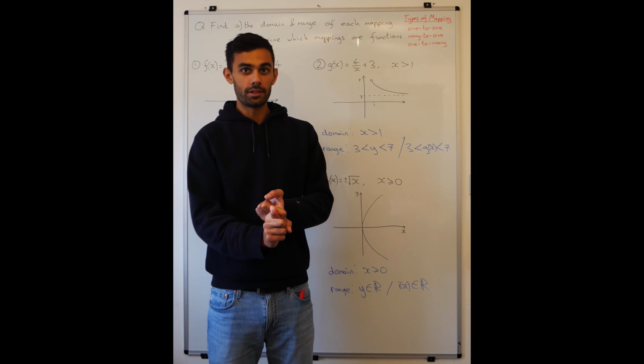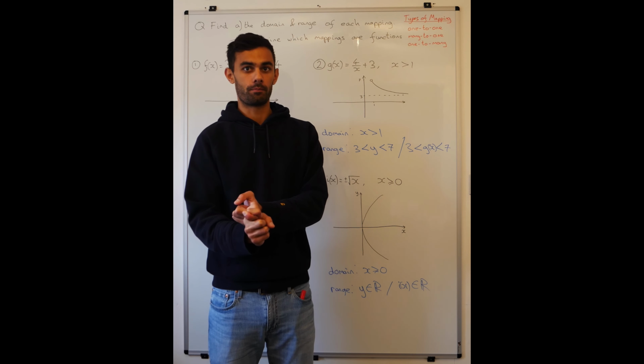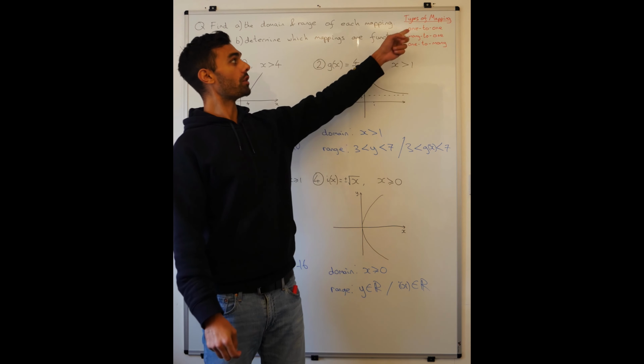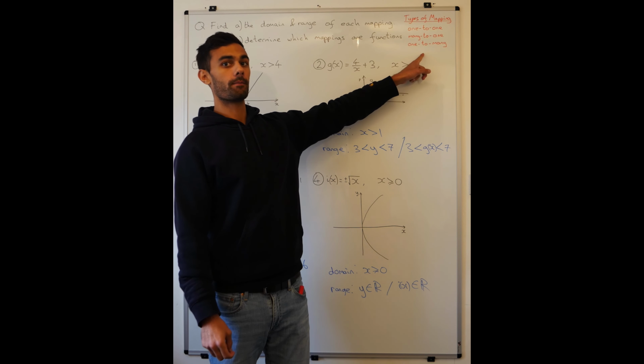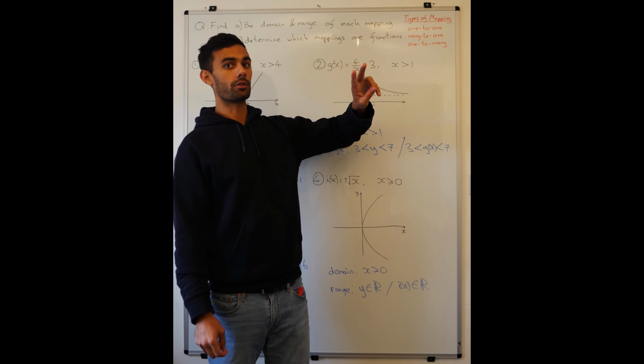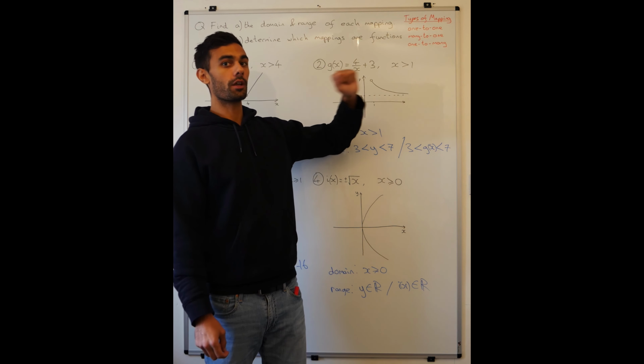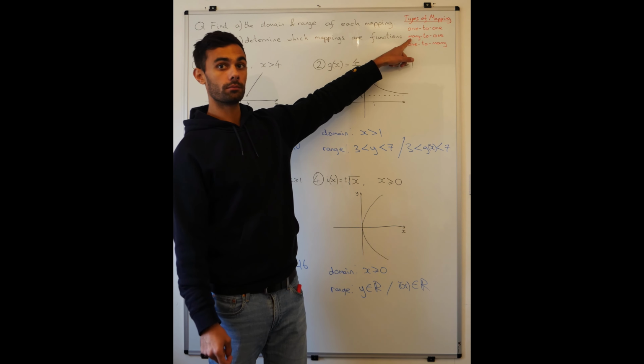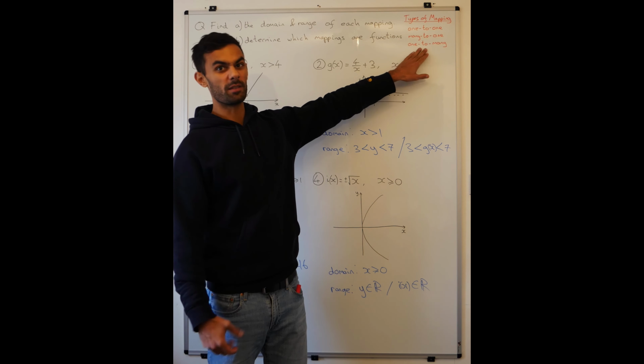We're now going to look at how to determine the type of mapping. Remember, there are three types of mapping. You have one-to-one, many-to-one, and one-to-many. Only two of them are functions. If your mapping is one-to-one or many-to-one, it's a function. If your mapping's one-to-many, it's not a function.